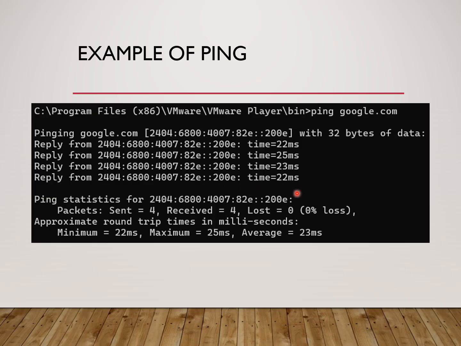Here we can see the packets sent were 4, received were 4, and lost was 0. So there was 0% loss, and the round trip time in milliseconds is minimum 22 milliseconds, maximum 25 milliseconds, and the average is 23 milliseconds.